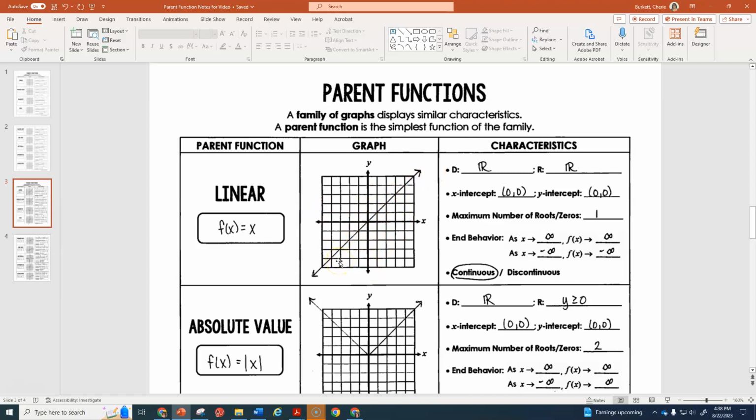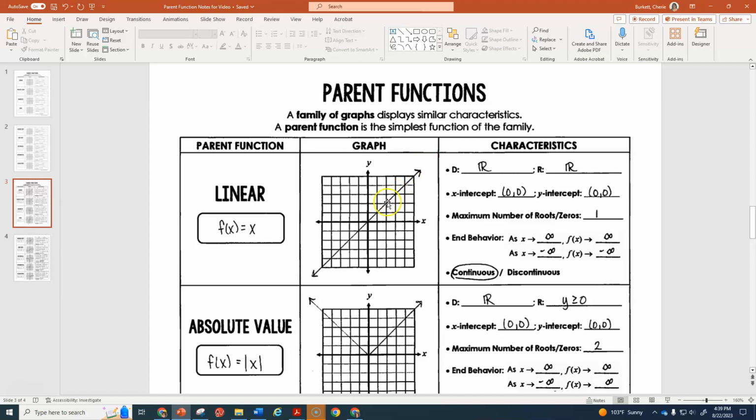That means that all other functions that are lines started off as a parent function, and then we did something to it. We made it steeper, we shifted it up, we shifted it left, we shifted it right, or we reflected it. We're going to do something to that parent function to create all other linear functions. However, because the domain and range is all real numbers, it doesn't matter what you do to it. The domain and range is going to stay all real numbers.